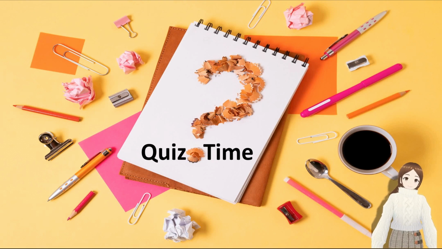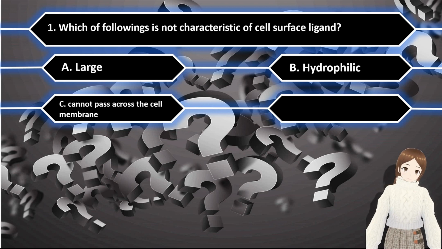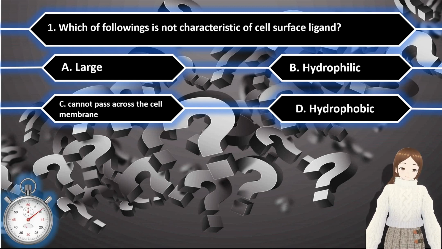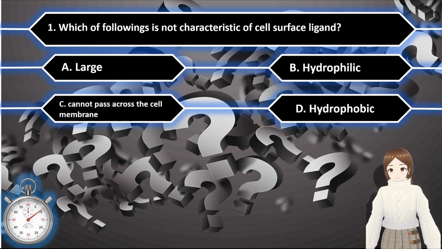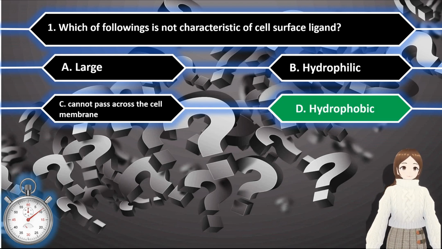Are you ready? Let's start the quiz. Question number 1. Which of the following is not characteristic of cell surface ligand? A. Large. B. Hydrophilic. C. They cannot pass across the cell membrane. And D. Hydrophobic. You have 10 seconds. The correct answer is D. Hydrophobic.